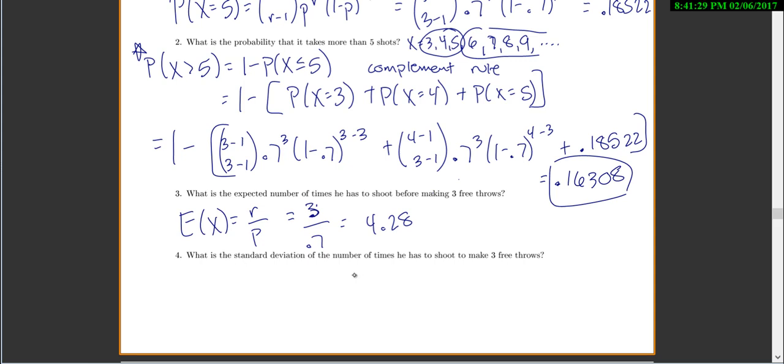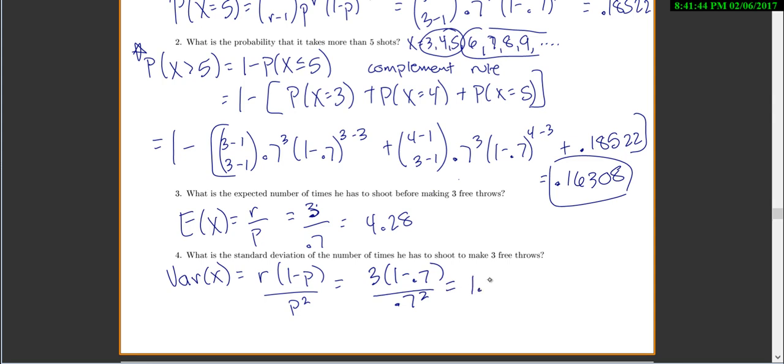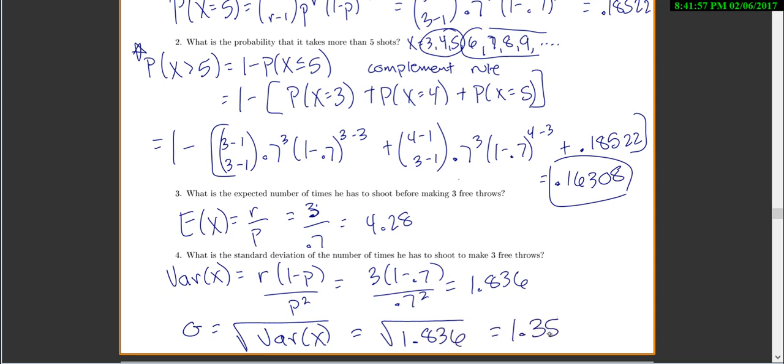And what's the standard deviation? Well, anytime you ask for standard deviation, find variance first. Variance is r times 1 minus p over p squared. So we'll do 3 times 1 minus 0.7 over 0.7 squared, which is 1.836. And our standard deviation is the square root of variance, which is the square root of 1.836, or 1.354. So there's your standard deviation.